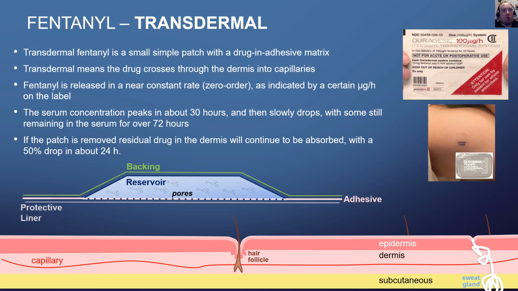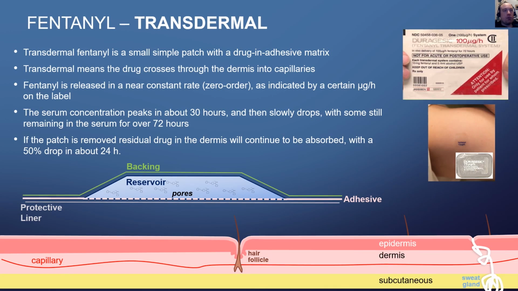So transdermal means the drug crosses through the dermis and into the capillaries. Actually, not through the dermis, but well, to some extent, but really has to get into the dermis to get into these blood vessels or capillaries. So it's not just epidermis, right? And maybe some gets into the subcutaneous layer, but a lot of the capillaries are going to be deep in the dermis here. So you need that to slowly diffuse through all those layers to get into the dermis.